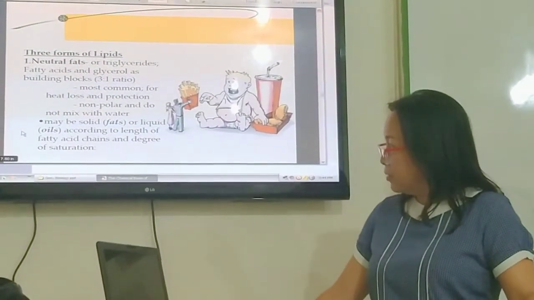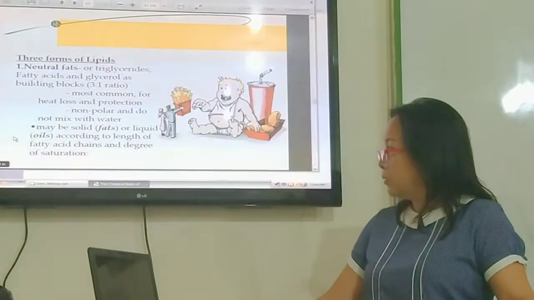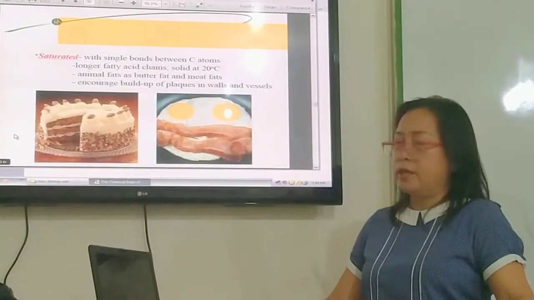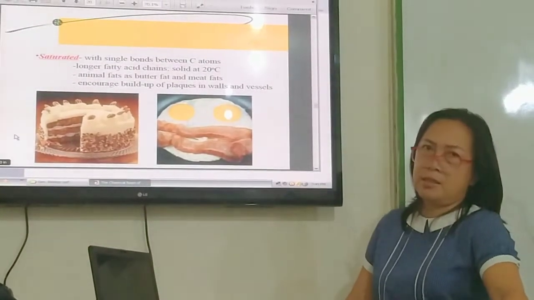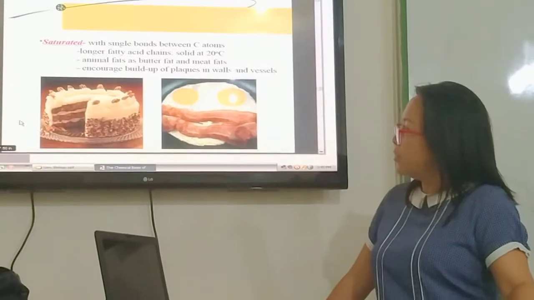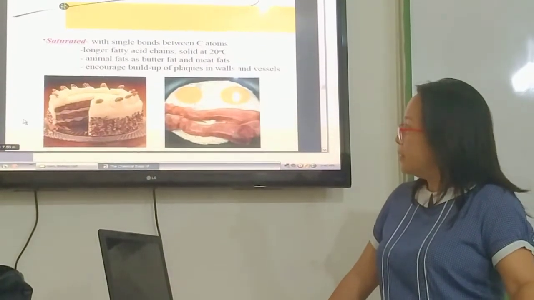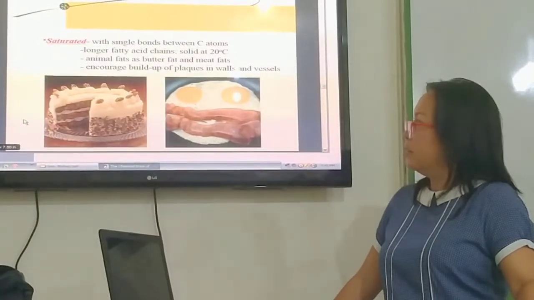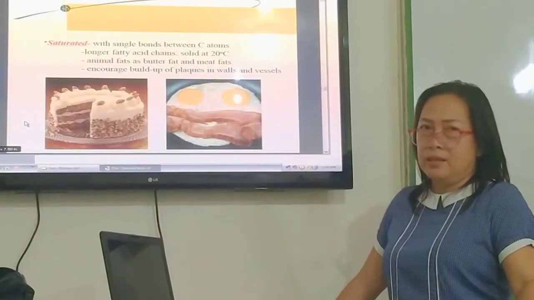Now, these neutral fats can be of 2 types. You have the saturated and the unsaturated fatty acids. Now, saturated fatty acids are made up of single bonds. Single bonds. And of course, the longer fatty acids that we have here. Examples are butter, cheese, lard, margarine. So it's made up of saturated fatty acids.